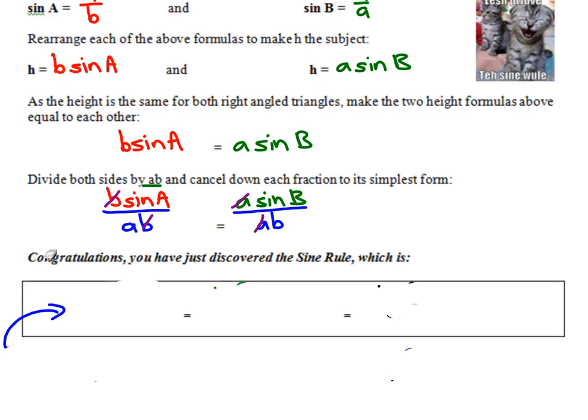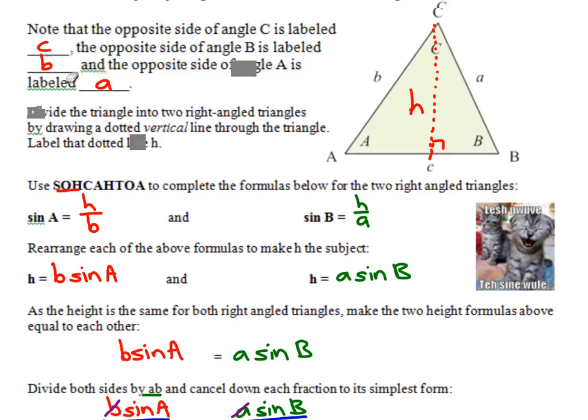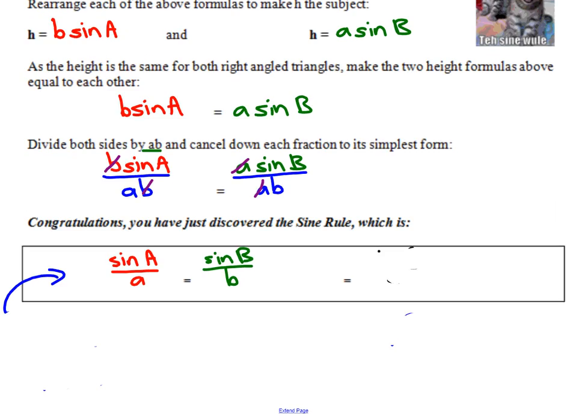Congratulations, upon doing this, what's left behind is that you've actually discovered the sine rule. Sine A over a is equal to sine B over b. And if you continued doing a similar proof, but this time with angle C and B, for example, or angle C and A, you'll find that they are also equal to sine C over c, lowercase c.